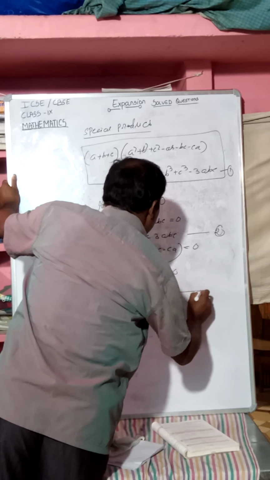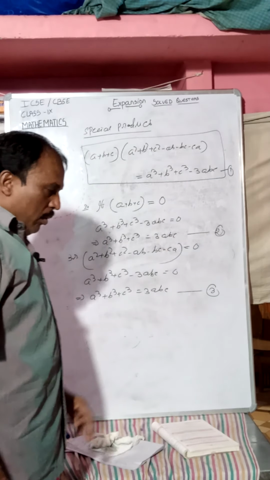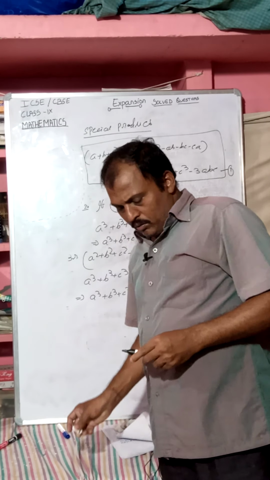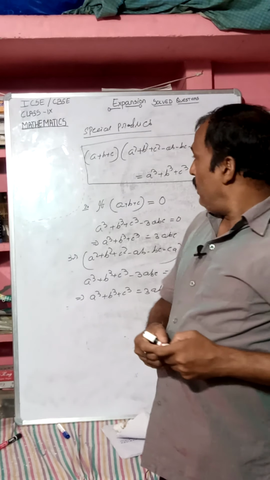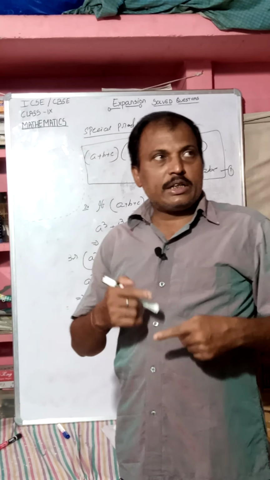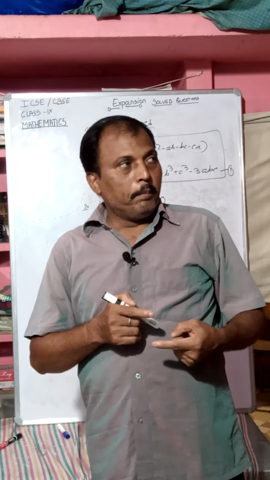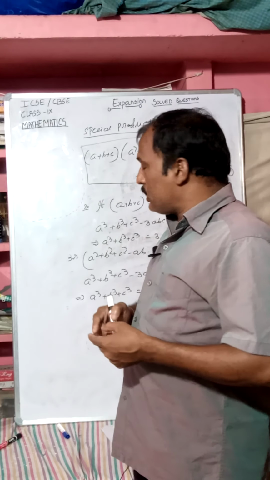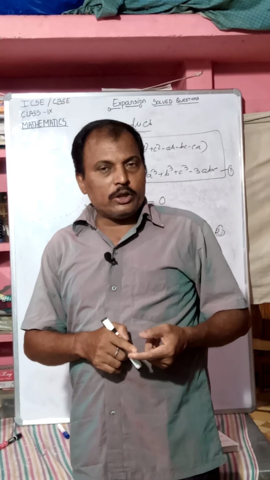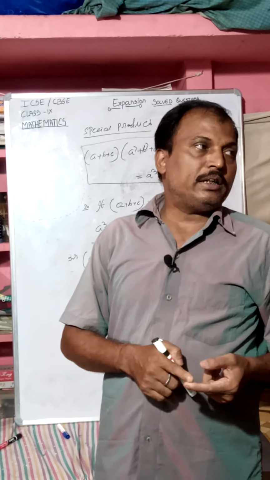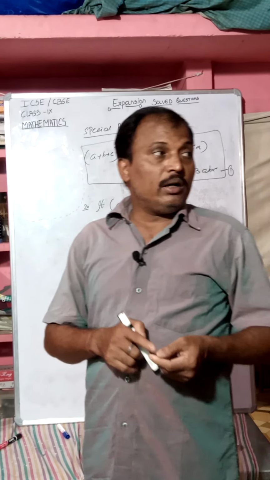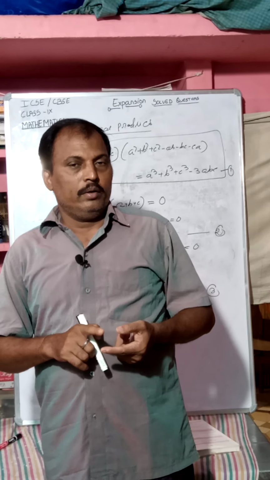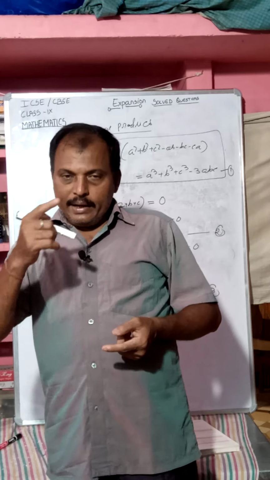So this formula is divided into 3 parts. a plus b plus c whole into a square plus b square plus c square minus ab minus bc minus ca is equal to a cube plus b cube plus c cube minus 3abc. This is the first formula.